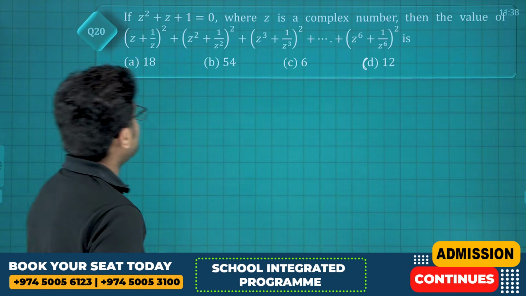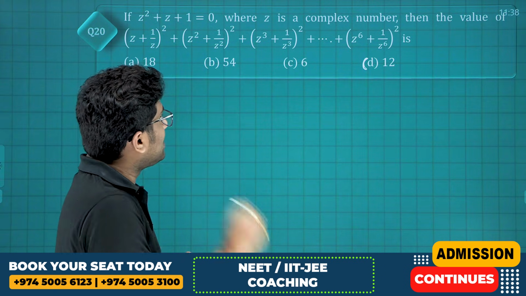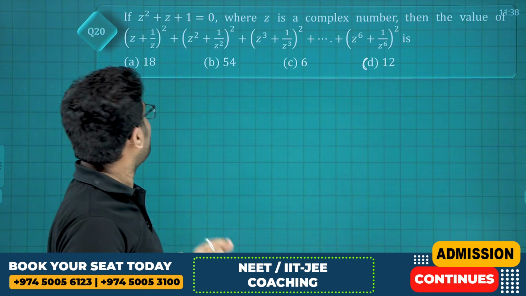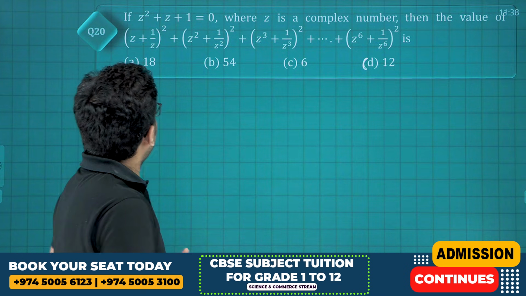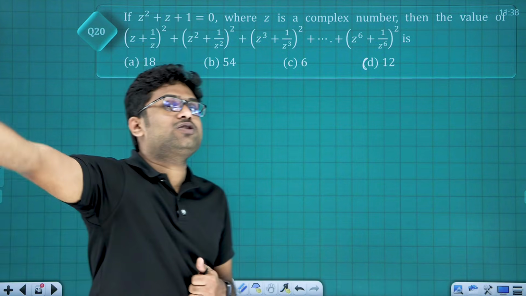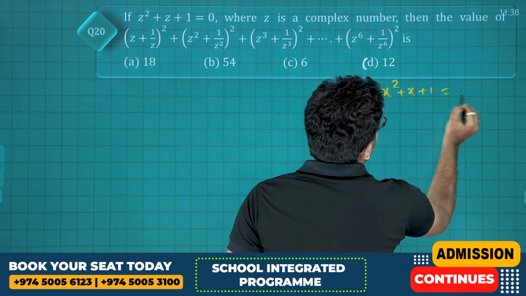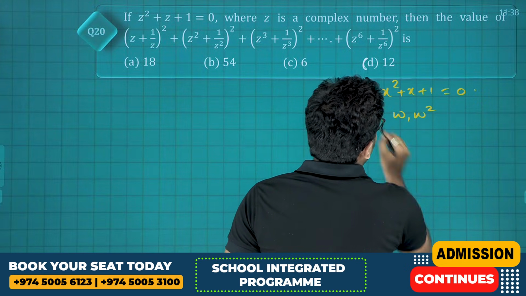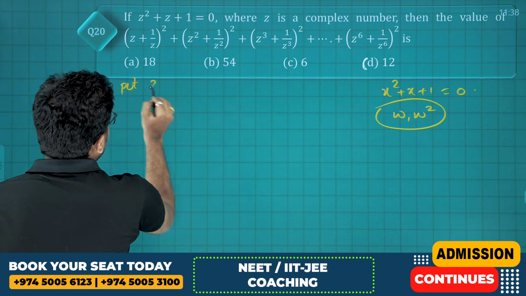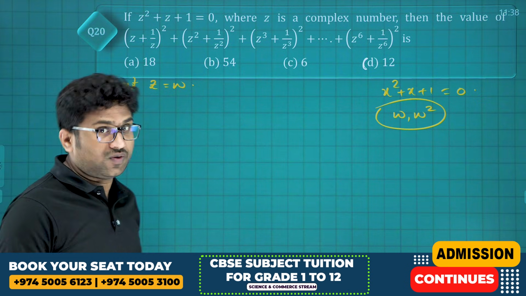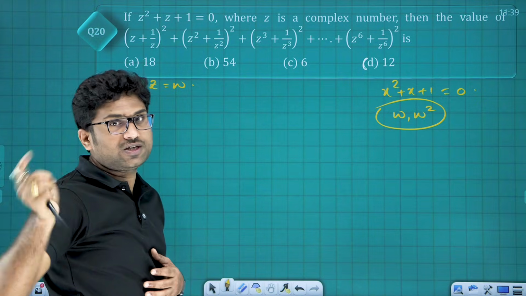Next, last question in this session, friends. If z square plus z plus 1 is equal to 0, where z is a complex number, then find the value of z plus 1 by z whole square plus z square plus 1 by z square whole square. See, z square plus z plus 1 is equal to 0. What are the roots of x square plus x plus 1 equal to 0? Omega and omega square. So if you put z equal to omega, it will satisfy: omega square plus omega plus 1 is 0. That means z equal to omega is a root.